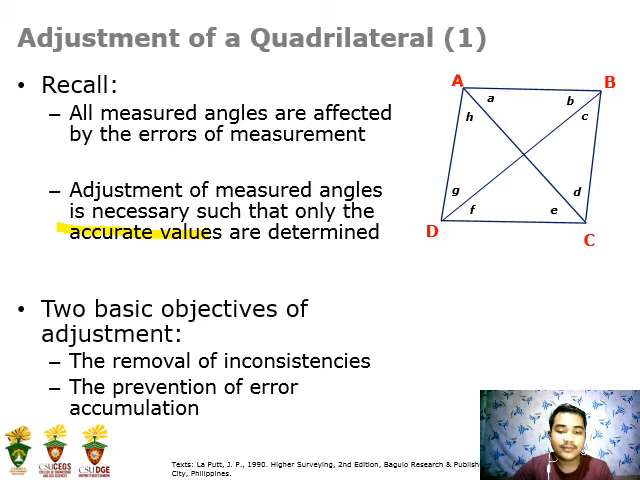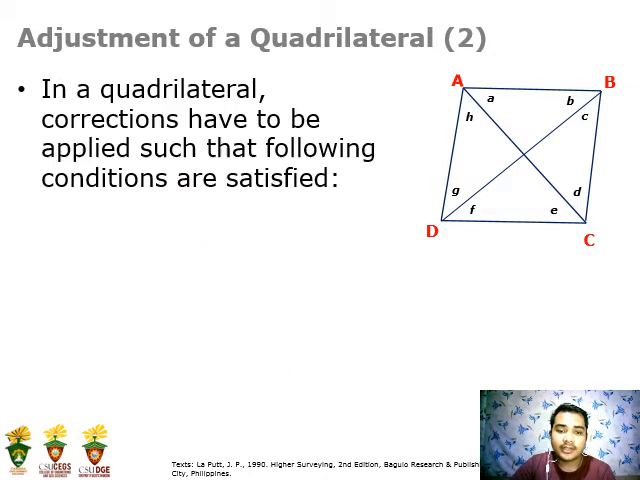There are two basic objectives of adjustment. Why do we adjust angles? First is the removal of inconsistencies and to prevent error accumulation. So the error is distributed to lessen it, and the residuals are minimized. In a quadrilateral, corrections have to be applied such that the conditions are satisfied.